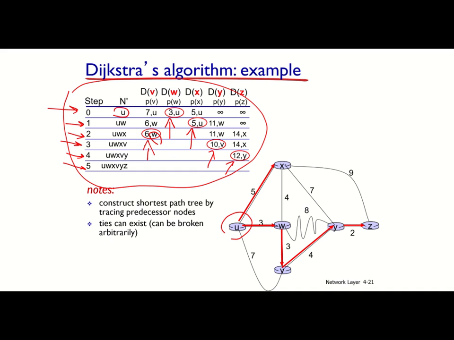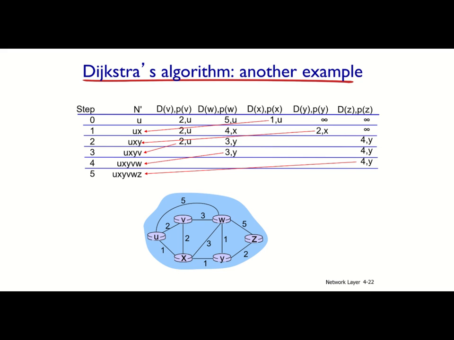If you draw all the shortest paths, you get a shortest path tree in this graph. The edges that are specified by red color are the ones that are participating in the shortest path tree. The other edges don't participate in the shortest path tree for the source u. Here you can see another example of the Dijkstra algorithm.